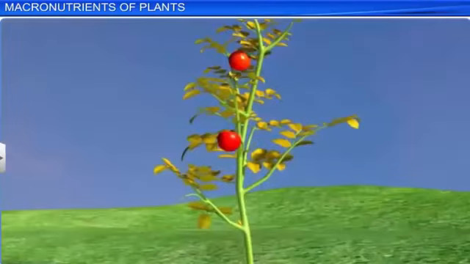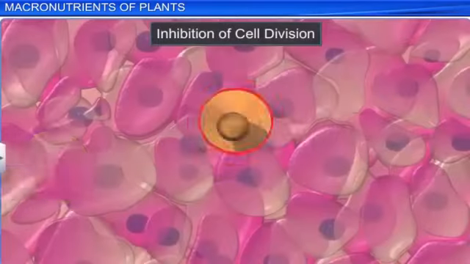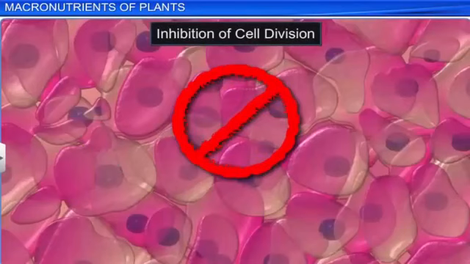Sulfur deficiency leads to symptoms like chlorosis and inhibition of cell division.